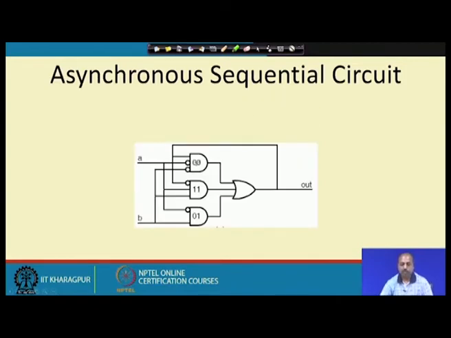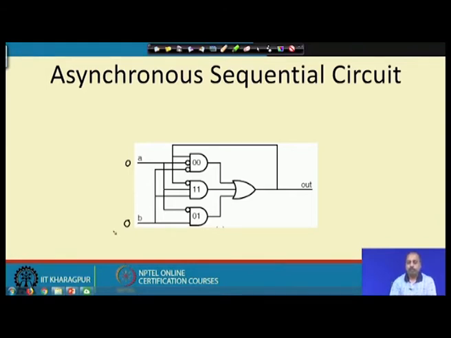So, this is an example of an asynchronous sequential circuit. Here you do not have any clock signal in the system. However, suppose I give a equal to 0 and b equal to 0. Can you tell me what the output is?